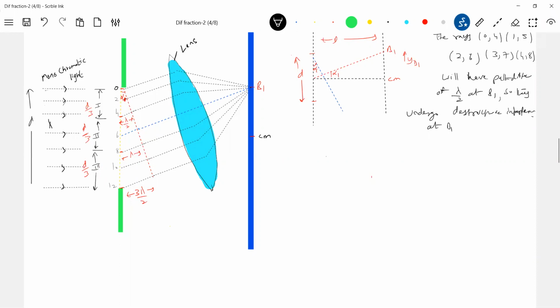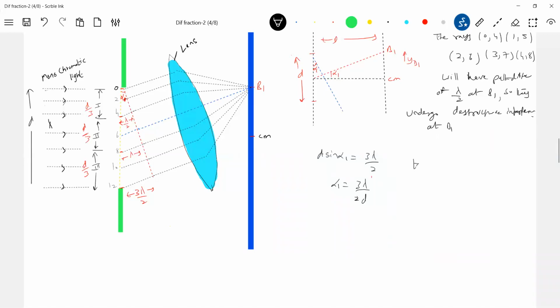So how do you define alpha 1? d sine alpha 1 should be equal to 3 lambda by 2. Then what is the angular position? 3 lambda by 2d. This is the angular position of the first minimum, first maxima.